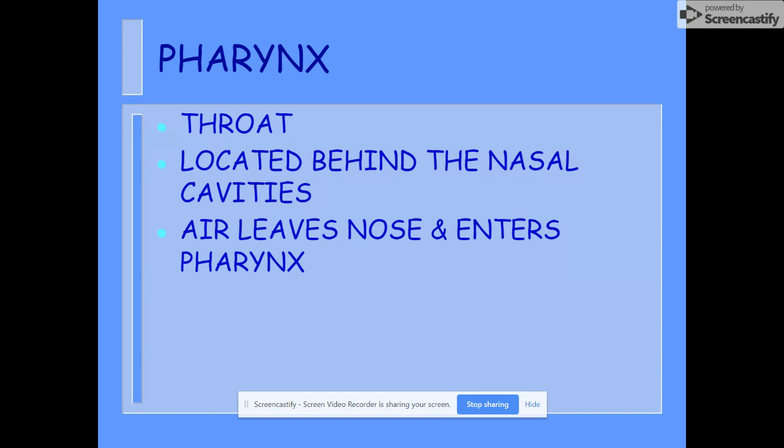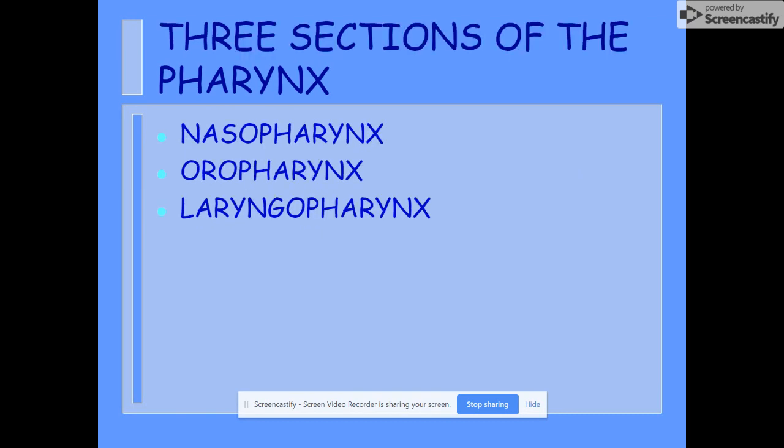Your pharynx is a fancy name for your throat. It's located behind the nasal cavities. Your air leaves your nose and enters the pharynx. You have three sections of the pharynx. You have the nasopharynx, the oropharynx, and the laryngopharynx.